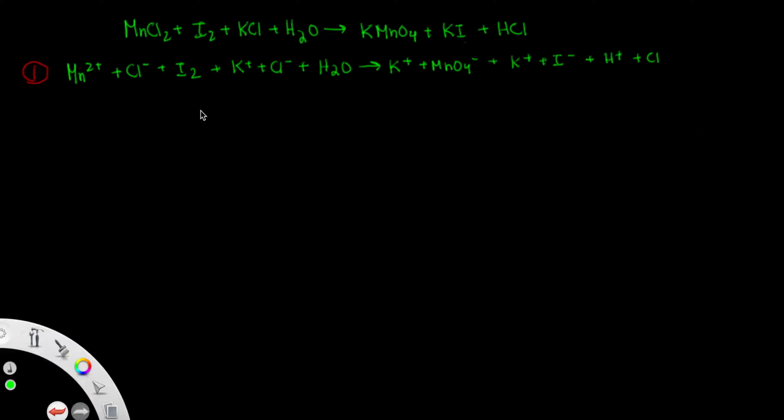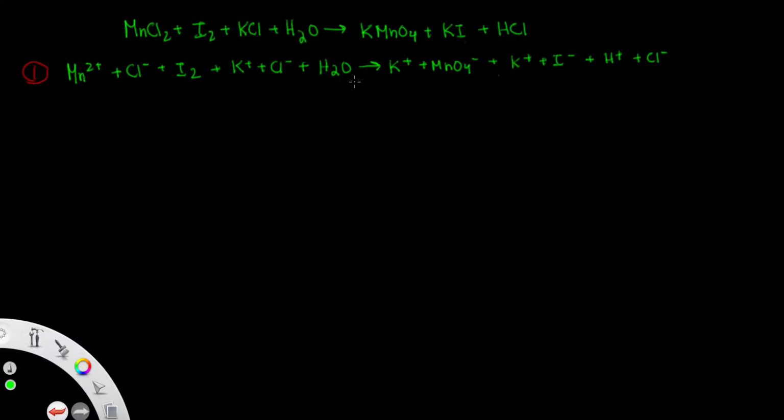Spectator ions, as I already described, are found both on the reactant and the product side. So these ions don't really do anything in the reaction. So what ions are found on both sides? Well, I can see a chlorine on both sides, and excuse me, I need to put a minus sign there.